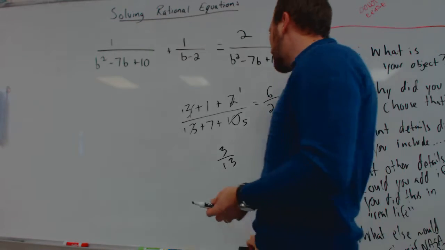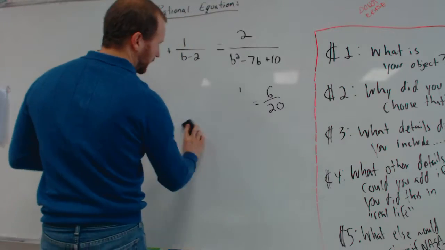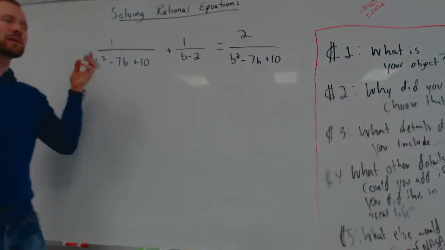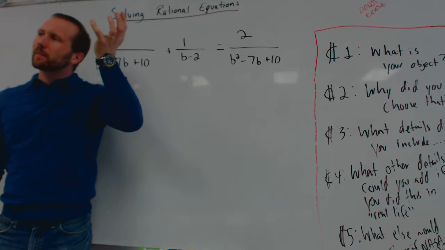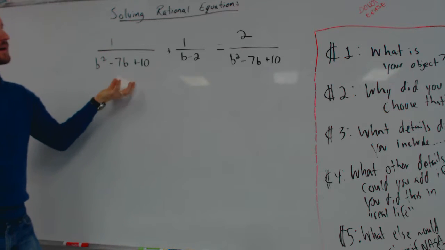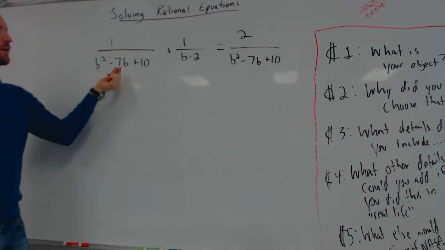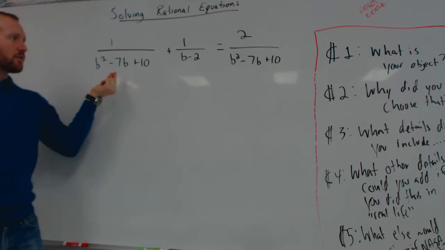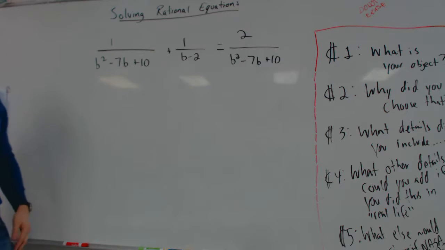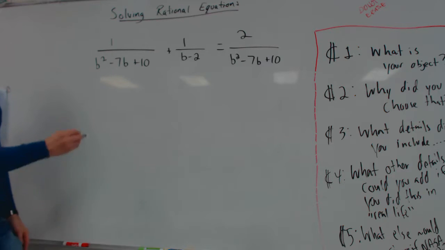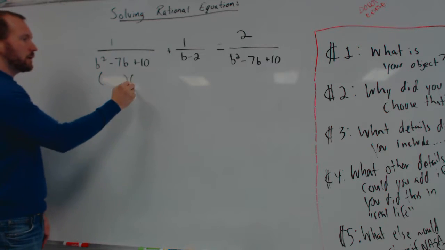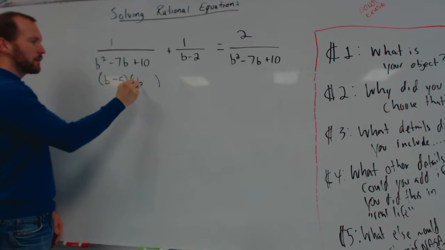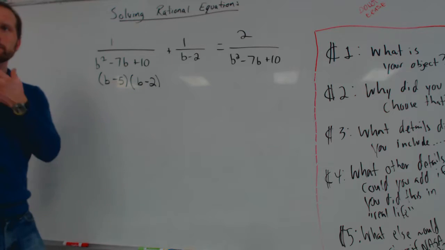So I have to cancel after I combine my like terms. But how would you get rid of that bottom? Okay, so what do we do? Think about it. If I want to know what my common denominator is, I need to know what the factors of this quadratic are. What are the factors of b squared minus 7b plus 10? 5 and 2. Yeah, b minus 5, b minus 2.